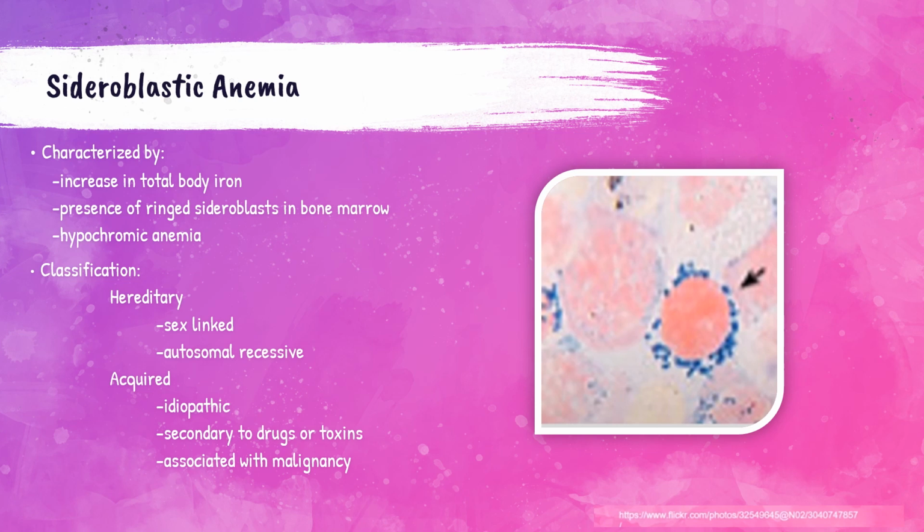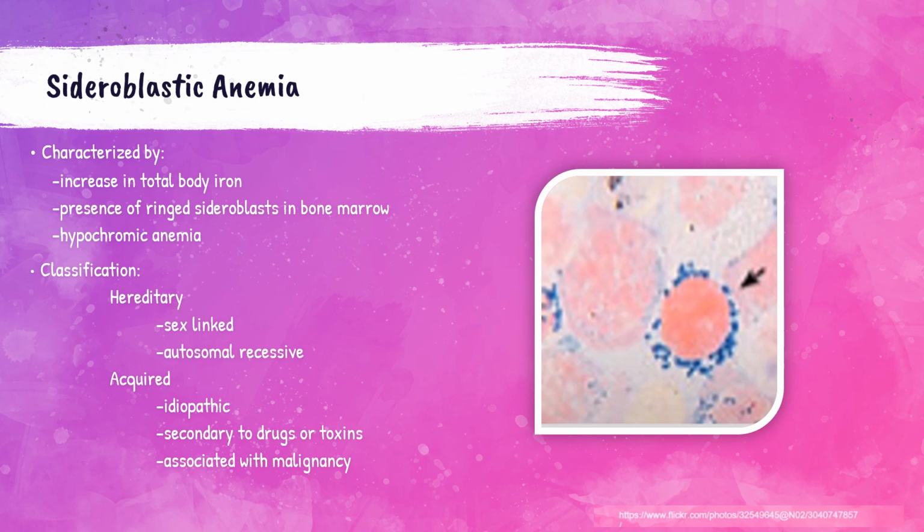They will have ringed sideroblasts present in their bone marrow if a bone marrow biopsy, of course, is performed. Sideroblasts are erythroblasts that are iron engorged. And ringed sideroblasts occur when all the extra iron accumulates in that erythroblast and it encircles the nucleus, looking like a ring around the nucleus.